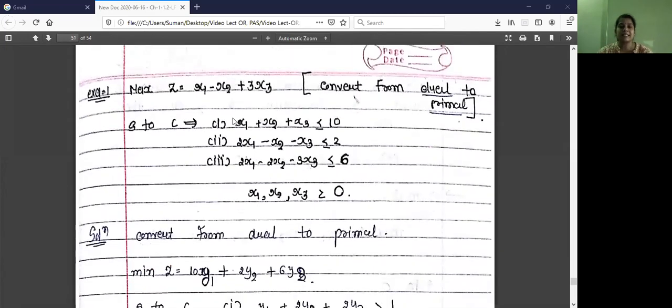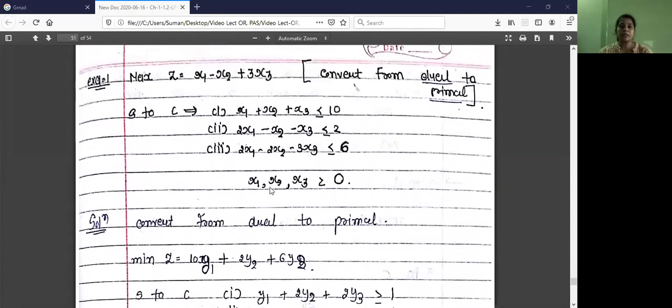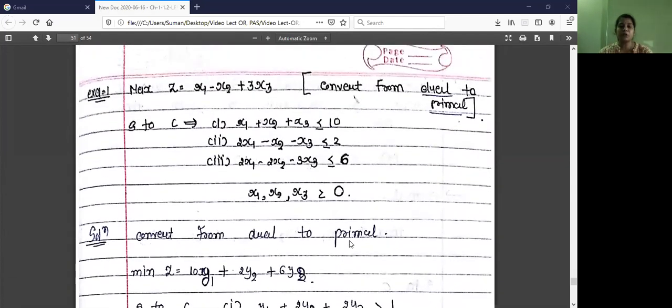So this is our first example. See here, maximize z equals x1 minus x2 plus 3x3. Convert from dual to primal. The subject to constraints are three equations: x1 plus x2 plus x3 less than equal to 10, 2x1 minus x2 minus x3 less than equal to 2, 2x1 minus 2x2 minus 3x3 less than equal to 6, and all three decision variables are greater than equal to 0. So the solution of this example is to convert from dual to primal.